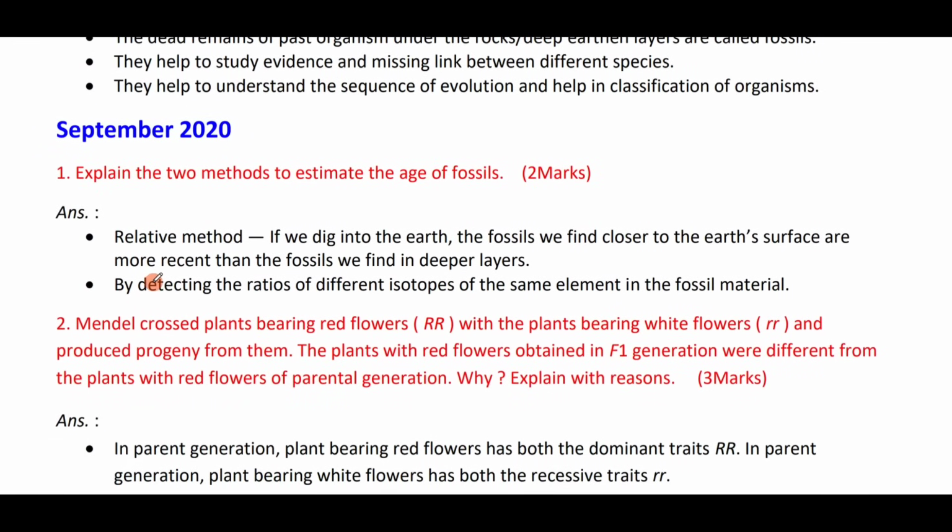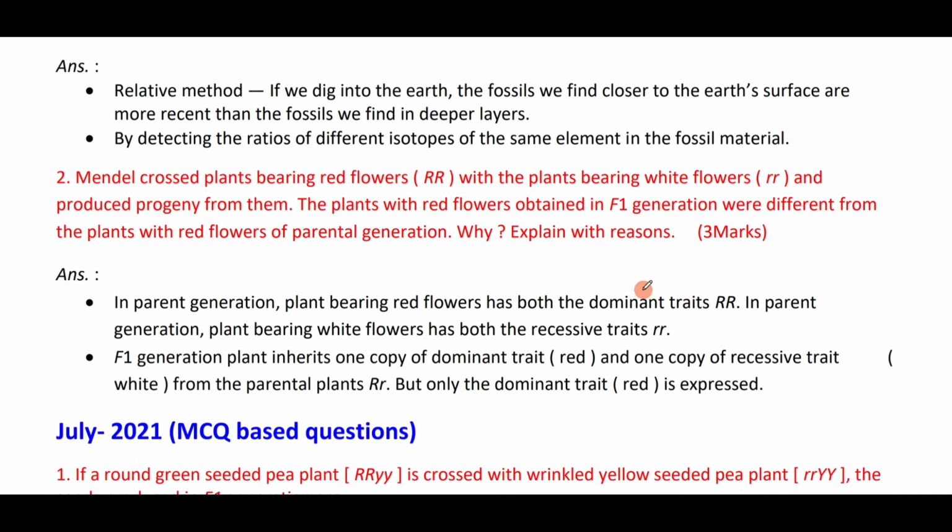Explain the two methods to estimate the age of fossils. One is the relative method. If we dig, the fossils which we find closer to the Earth's surface are more recent than the fossils we find in the deeper layers. The other is by detecting the ratio of different isotopes of the same element in the fossil.